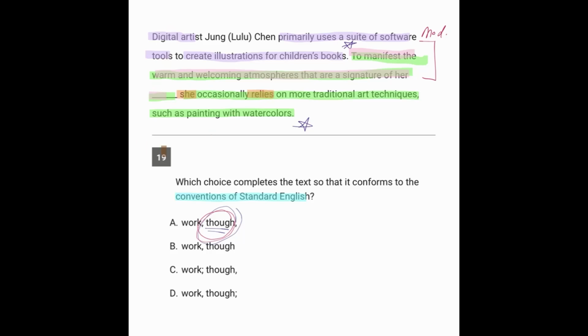She relies. So that's our subject-verb combination. It's toward the beginning of the sentence, and it gives us what we need for this second part of the sentence to be the independent clause right over here. So the answer that puts it all together perfectly here is A.